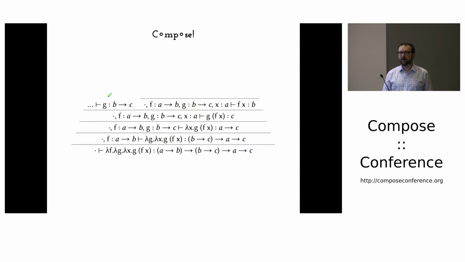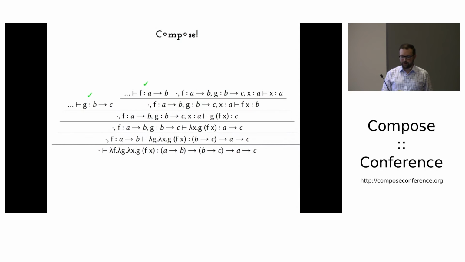Well, we've seen how to deal with application. So we first check that f is an appropriate function, which indeed it is by looking it up in the context. And then we check that x is a suitable argument to that function, which is to say an a, which we can also find from the context. So it's done. We've shown that function composition has the right type, and now we know it.